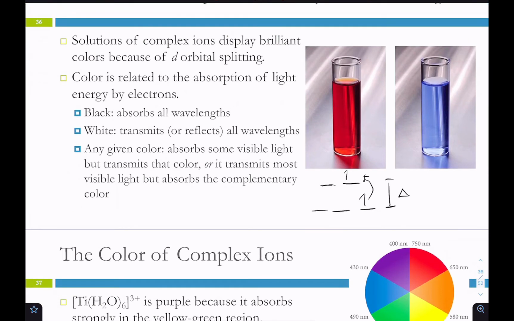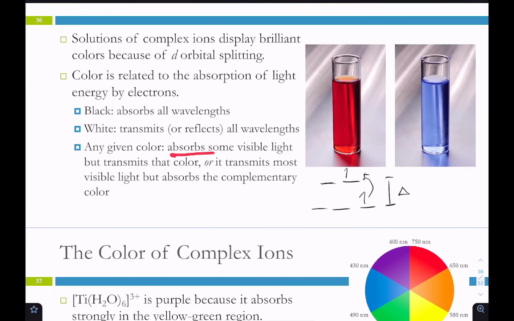So other things that are black are absorbing all the wavelengths. Things that are white are reflecting all wavelengths, or transmitting if you're seeing through them. Everything else is going to be either absorbing or transmitting most of a type of light. For complexes, it's all based on what they're absorbing.